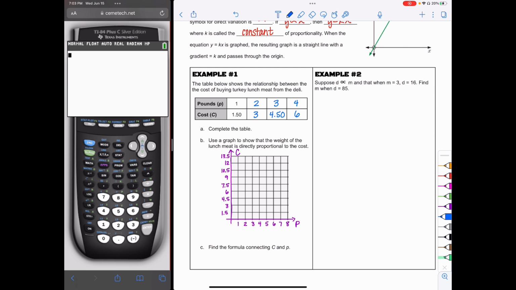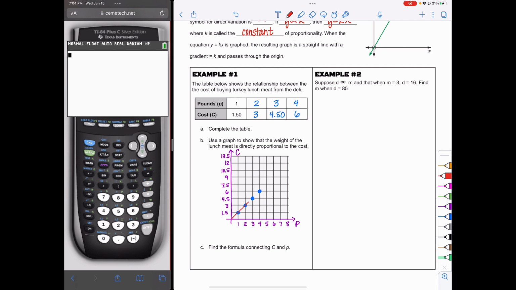So now I should be able to graph. We already know that 1 pound of turkey meat was $1.50, so we can plot that point there. We know that 2 pounds cost $3. We know that 3 pounds cost $4.50. And we know that 4 pounds cost $6. And we can continue that pattern indefinitely if we wanted to. So what we are going to do here is draw a straight line through these points. And remember, it should pass through the origin.